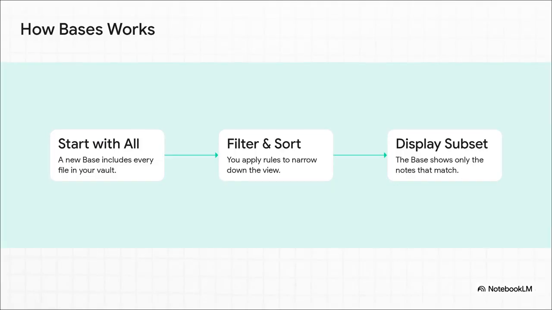So, let's just break that down real quick. Step 1, you make a new base, and it immediately pulls in everything, the whole shebang. Step 2, you use this super simple graphical interface, no code, to say something like, hey, show me only the notes inside my projects folder that also have the tag active. And then step 3, bam, the base instantly shows you just those notes in a nice, clean table.